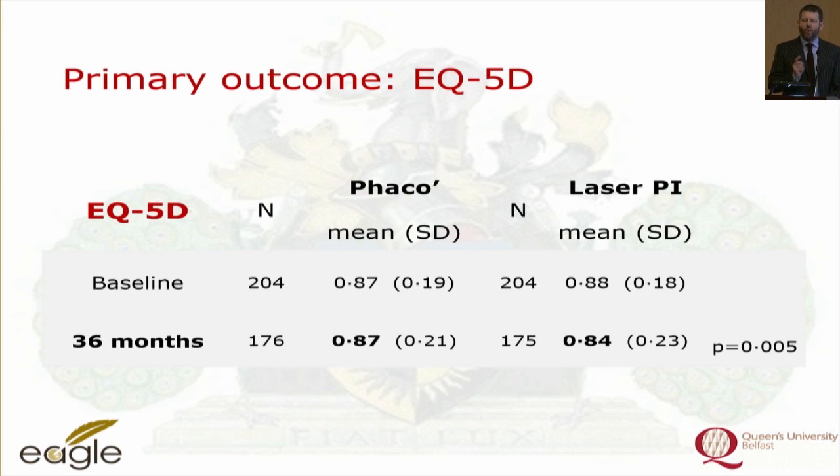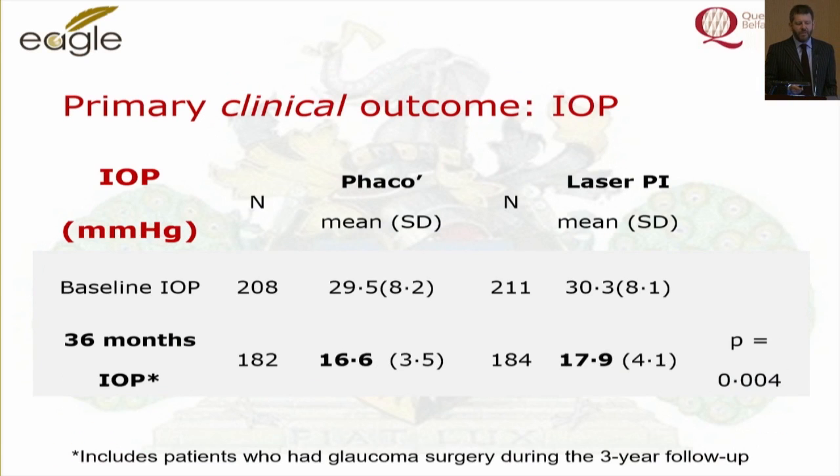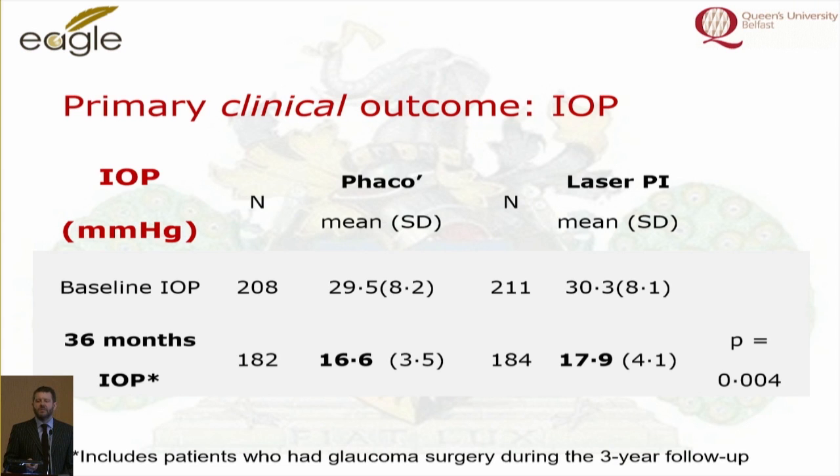The EQ5D is a quality of life measure that showed a significantly but small impact on increased quality of life for those individuals who had had clear lens extraction, phacoemulsification. More interesting was the pressure was lower in the phaco group, but this is on treatment.